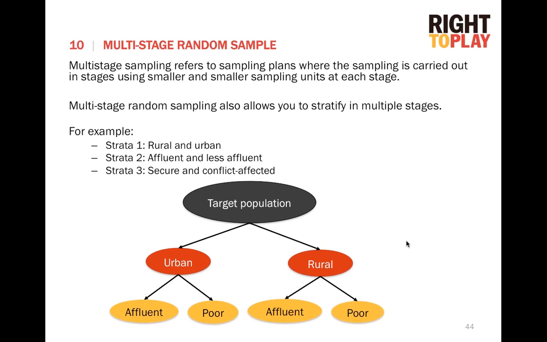So for example, let's talk about some different strata. Let's say initially you want to group your sample by urban and rural, but then within rural and urban, you want to make sure that you accurately capture both affluent schools and children as well as children in schools in less affluent areas. So then you would stratify again by affluent and less affluent. And maybe within that, you then want to make sure that you capture children in schools that are in a secure area and those that are in a conflict affected area, and so on and so on. And you basically just keep stratifying within each group and just kind of breaking it out that way.